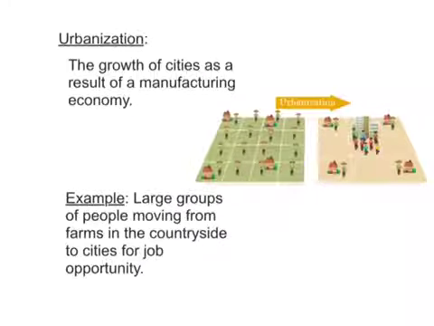Our next key term is urbanization. This is the growth of cities or urban areas as a result of a manufacturing economy, or where you make goods in factories. So an example of this is when large groups of people moved from farms in the countryside to cities for job opportunities in factories. Make sure you're using this example, drawing a picture, or using key terms in the far right-hand side of your vocabulary chart.